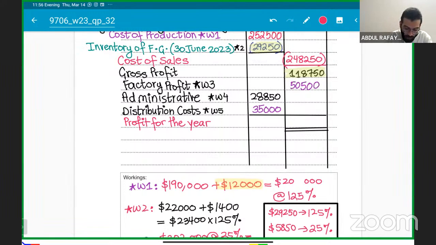So it will be 118,750 plus 50,500 minus 28,850, 35,000 subtracted. So it will be coming 105,400. Okay. So that is how it will come, 105,400. That is the profit for the year. And we will get all 13 marks for this working.